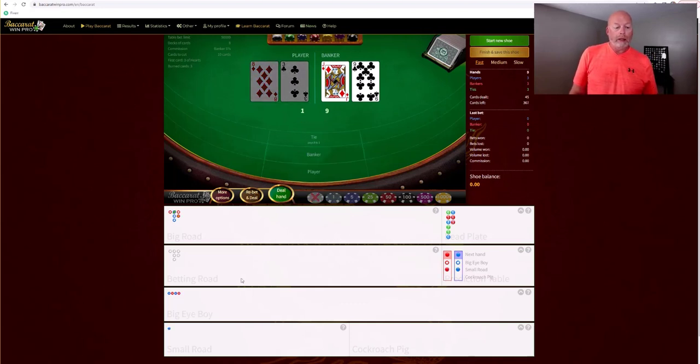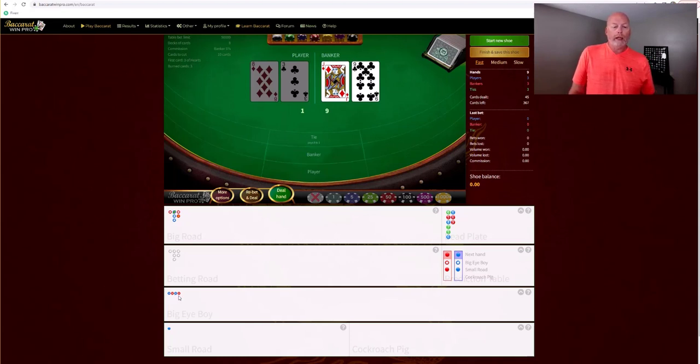So there we got anticipated outcome for the Big-Eyed Boy road, right? That was in red. And in the small road, we have chaos. So that's how you read that. Now we're going to continue to go till we get to the Cockroach Pig road, but looking at how do we possibly use that to make a bet, right?